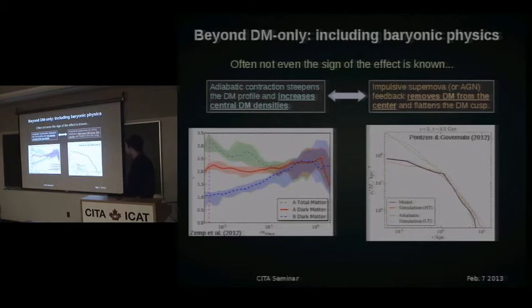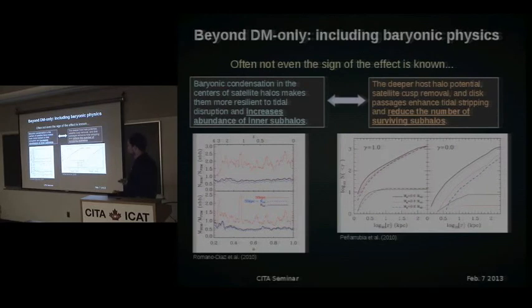On the other hand, recently people have implemented a quite violent supernova feedback prescription in which a lot of gas is blown out from the center of these halos quite repeatedly. And in this work, and it's been seen in other simulations like this as well, the dark matter density is flattened. It turns out that the dark matter can adjust to this very rapid expulsion of a lot of gas from the center. And so in this case, you actually get a reduction of central dark matter density. Depending on how you implement the physics, you get different answers.